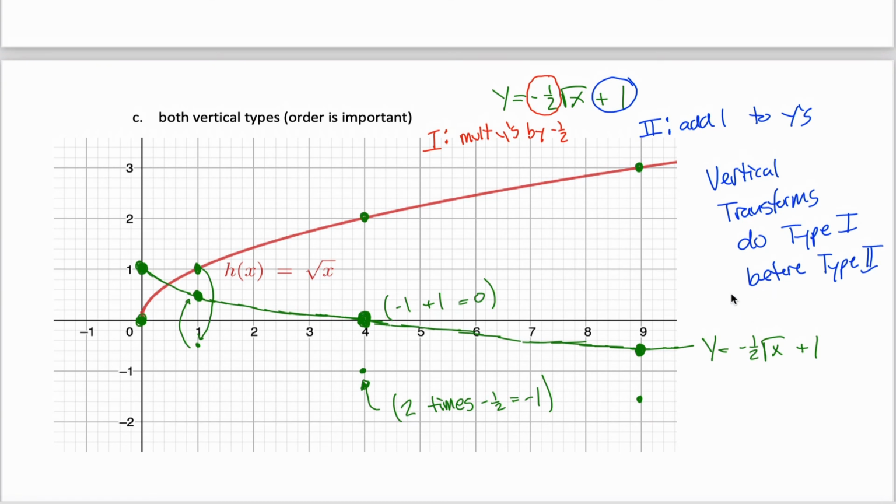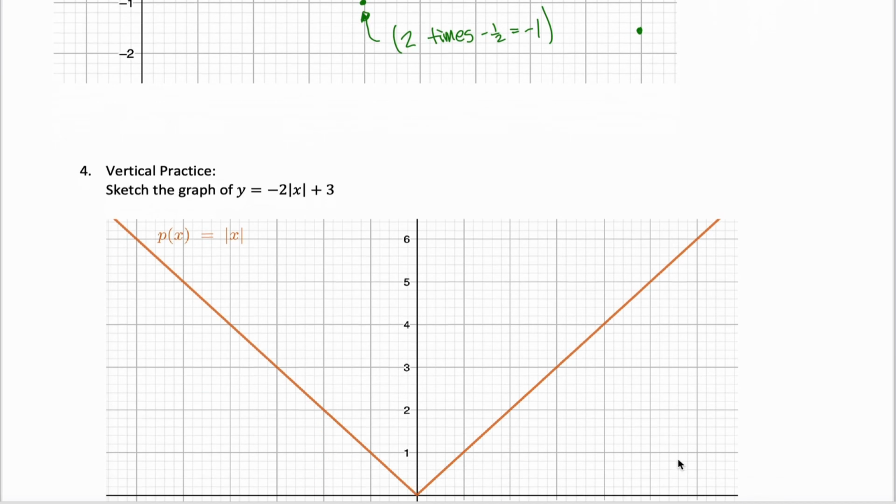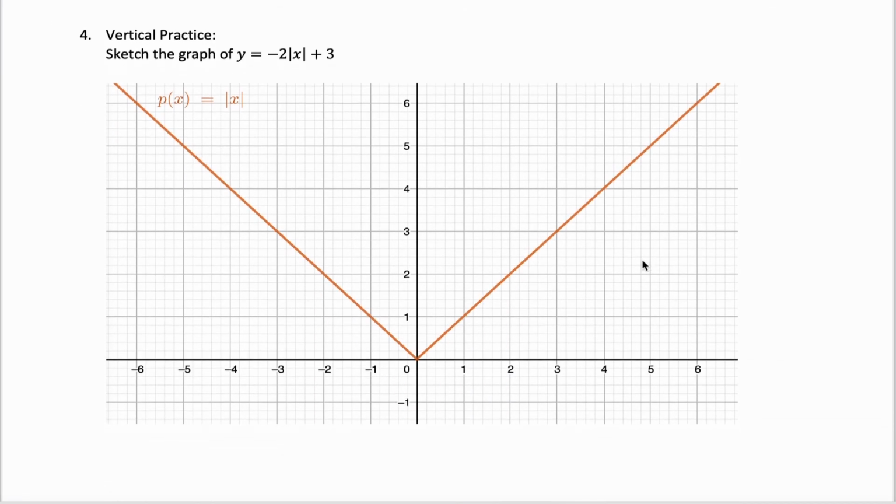That's everything you need for vertical transformations. But since I know that transformations tend to be really hard with students, here's one more example that you can kind of practice on your own. We start out with the graph, which is pictured in orange here. And what we want to know is what would the graph of negative 2 times the absolute value of x plus 3 look like? You might want to pause and do this on your own. I'll write the answers up in front of you.